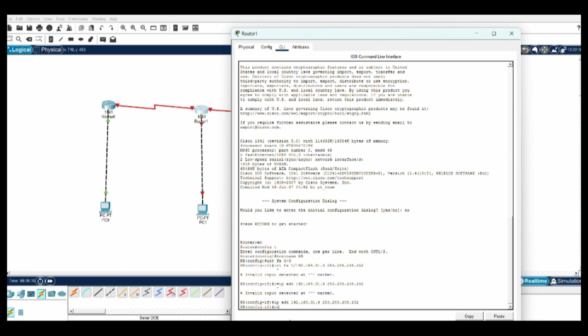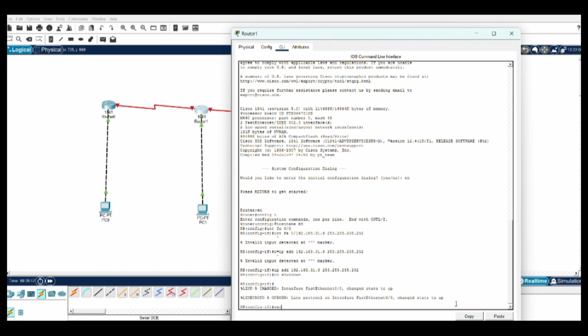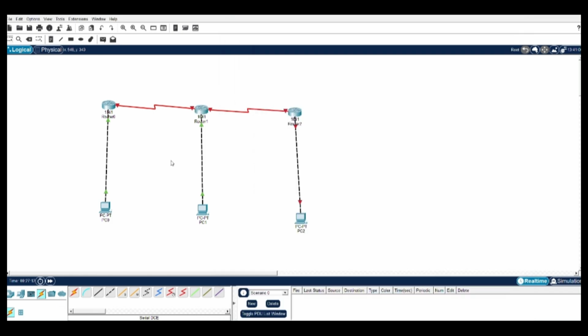Look. Well, no shutdown. When we put no shutdown, this cable changes immediately from red to green. See it? And let's go to the serial port 0/0/1. Look, this is .1.